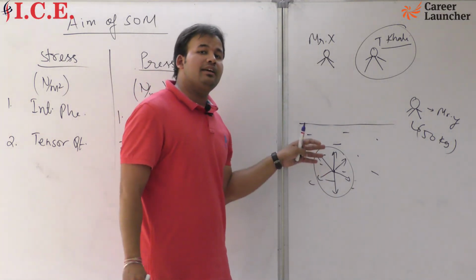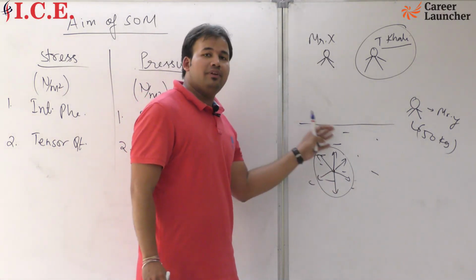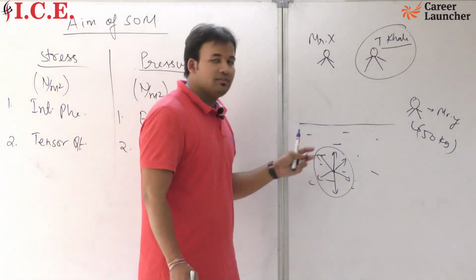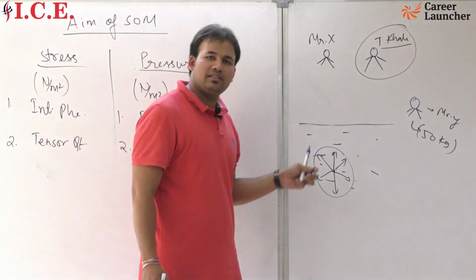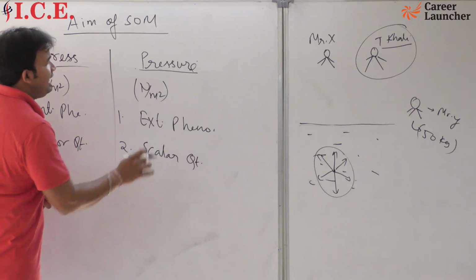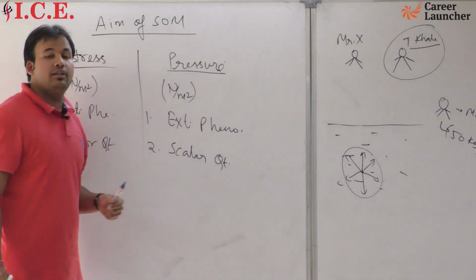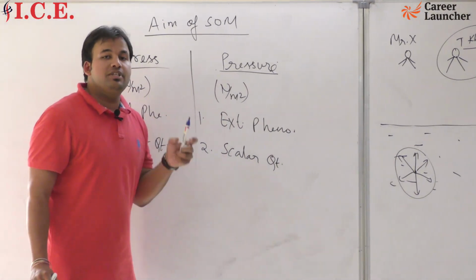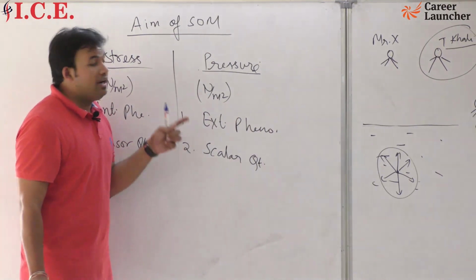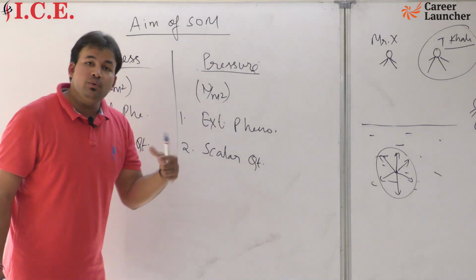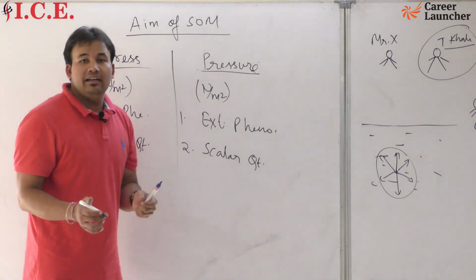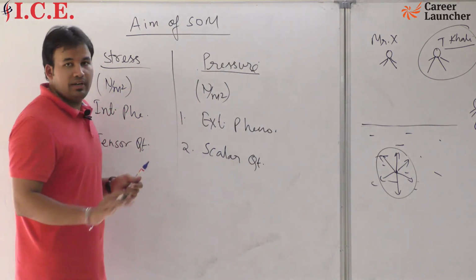So if the intensity of the pressure in every direction is the same, then why do we have to bother about the direction of the pressure? That's why we will consider pressure to be a scalar quantity. Scalar quantity means the quantity which requires only magnitude for its representation. And the quantity which requires magnitude as well as direction for its representation, we will say that quantity is a vector quantity.